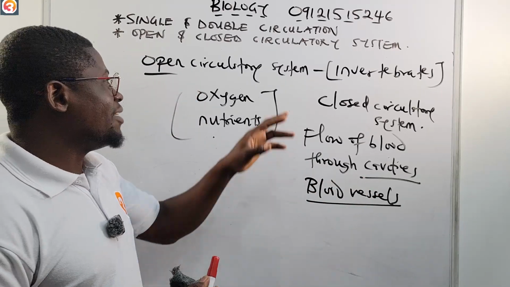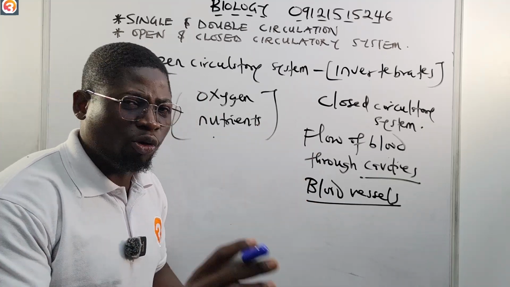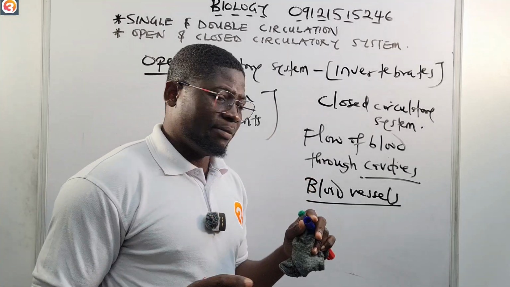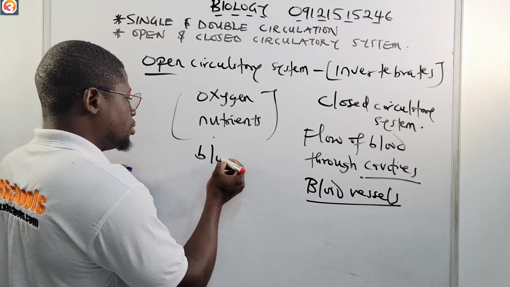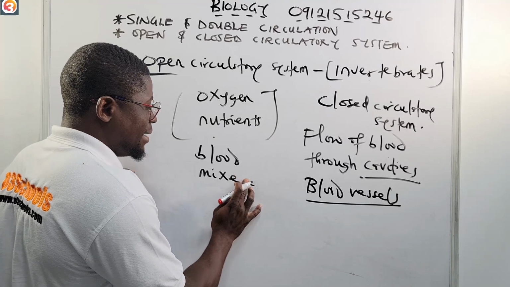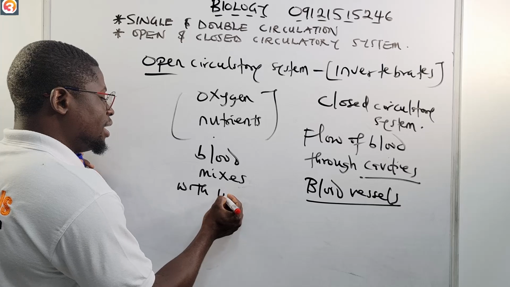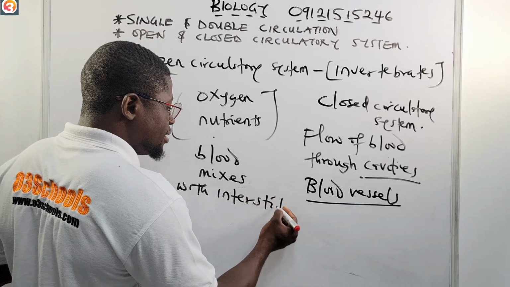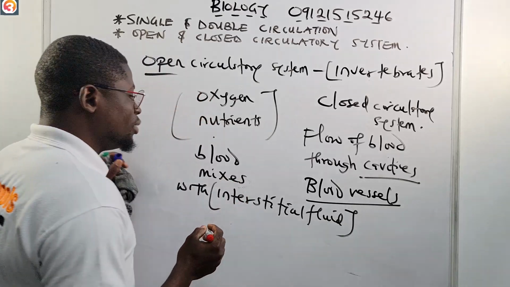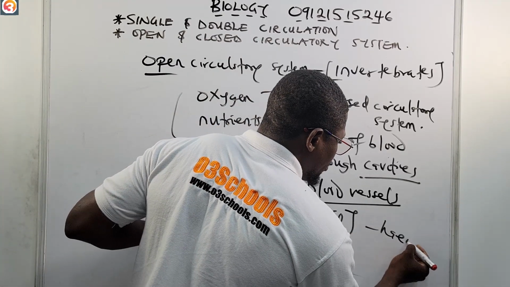Organisms that have an open circulatory system do not have blood vessels to conduct the flow of blood. Take note of that. In the open circulatory system, blood mixes, M-I-X-E-S, with something we call interstitial fluid. It mixes with interstitial fluid to form what we call hemolymph.